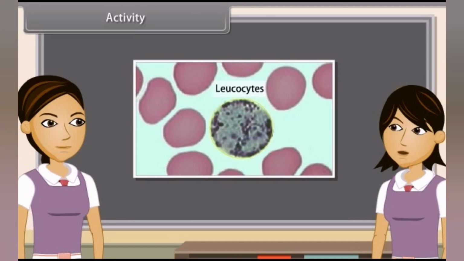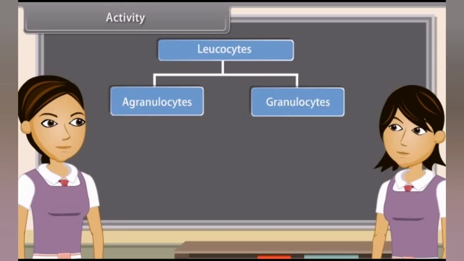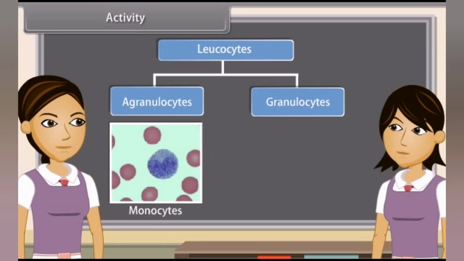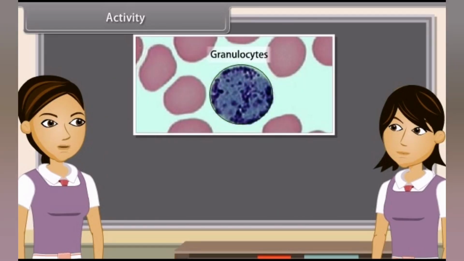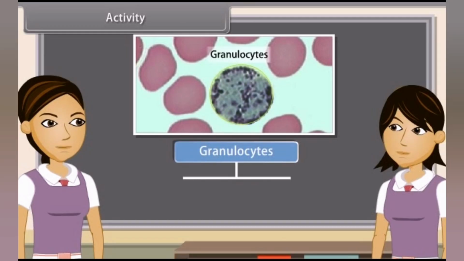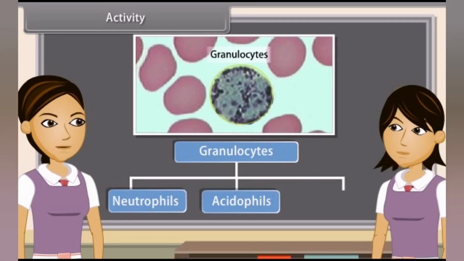Leukocytes are amoeboid, nucleated, and whitish. They are larger in size but less in number. They are of 2 types: agranulocytes, without granules and with a non-lobed nucleus. These are of 2 types, monocytes and lymphocytes. Granulocytes contain cytoplasmic granules and a lobed nucleus. They are of 3 types: neutrophils, acidophils, and basophils.